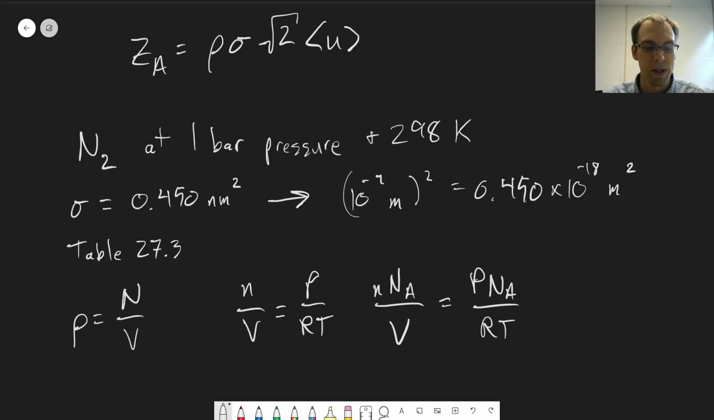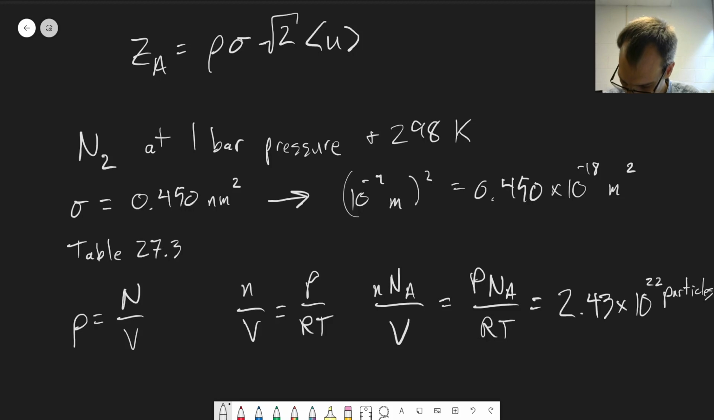You can look in my notes that I'll post, but I'm going to skip actually writing out all the numbers here. We have a pressure of 1 bar, we get the right value of R, Avogadro's number you can look up, and then we have T of 298 Kelvin. This will all work out to 2.43 times 10 to the 22 particles per liter. So a little order of magnitude less than a mole of particles per liter.